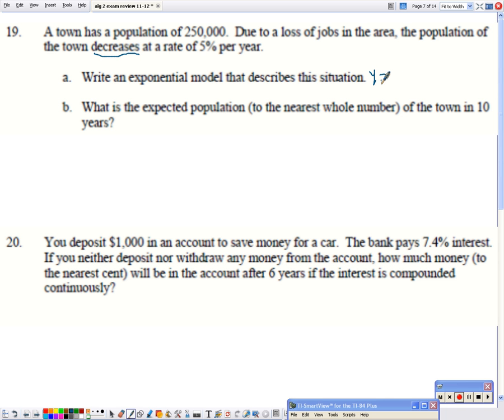We're going to have y equals 250,000 times 1 minus 0.05, or you can make that 0.95, raised to x. The end. What is the expected population in 10 years? So we're going to just put 10 in for x. And again, you should make that 0.95, I guess. To the 10th power, I'm going to grab my calculator. I'm going to round to the nearest person because that would be weird.